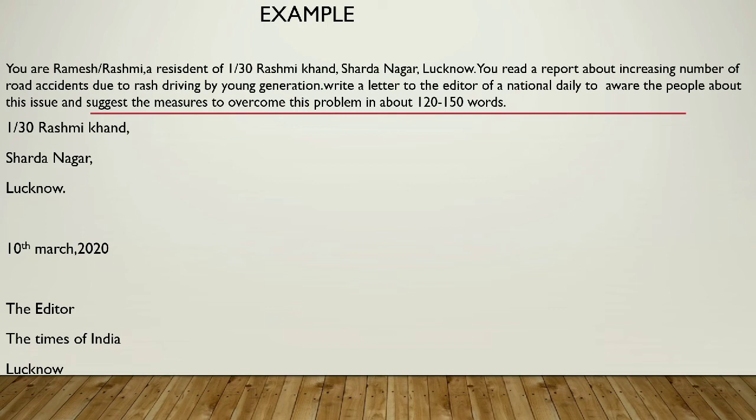So here, according to the format, first of all, we'll write the sender's address. That means our address, which is already given in the question: 1/30 Rashmi Khand, Chardanagar, Lucknow. Then after leaving a line, we will write 10th March 2020. Then after leaving a line we can write the receiver's address. As you can see, the receiver's address means the address of the person to whom we are writing the letter. We know that we are writing this letter to the editor. So you can write like this: The Editor, The Times of India, Lucknow.